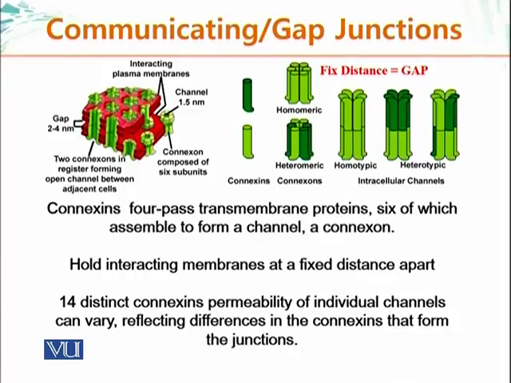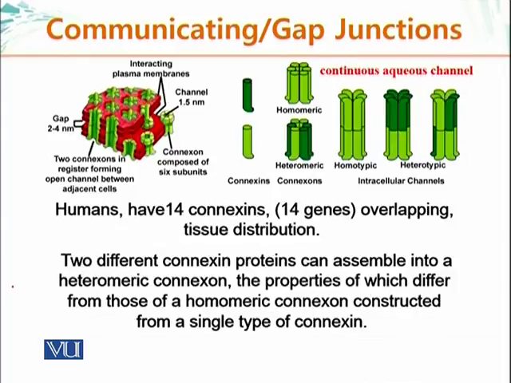There are 14 distinct connexins, and the permeability of individual channels can vary depending upon which connexin is forming that particular channel. So here on the slide, as you can see, there are two types of connexins shown. One is the darker green color and the other one is the lighter green color. They can assemble to form gap junctions in two different ways.